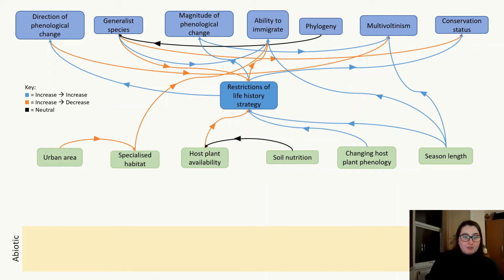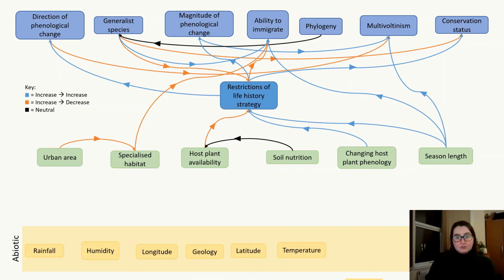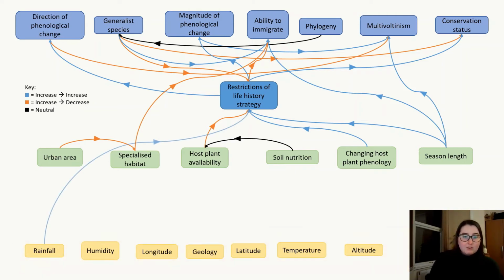So abiotic variables. So we have rainfall, humidity, longitude, geology, latitude, temperature, and altitude. So many of these are related, as most climate variables are. And an increase in rainfall and humidity will likely cause an increase in the restrictions on the life history strategy. Whereas an increase in longitude will cause a decrease in rainfall, because as longitude increases, that means it goes more easterly, away from the more western edge of the UK.